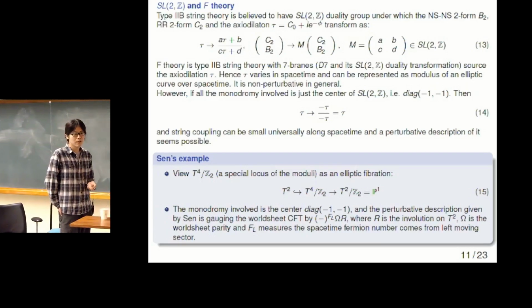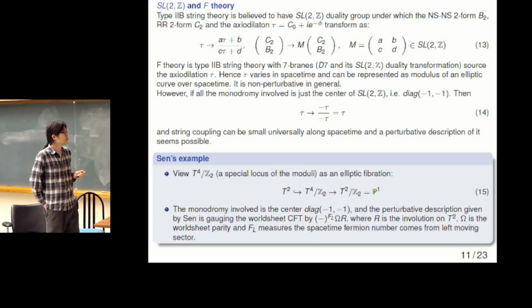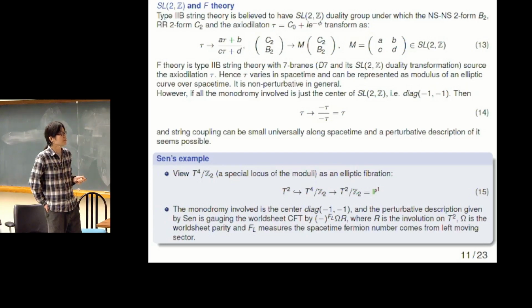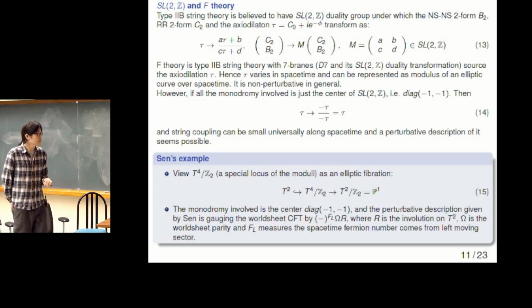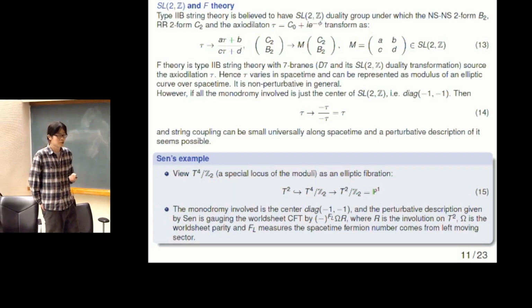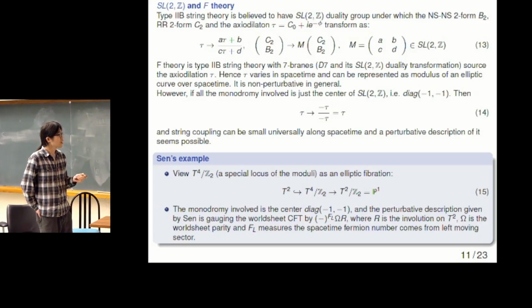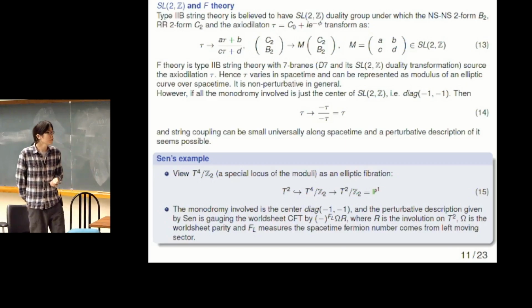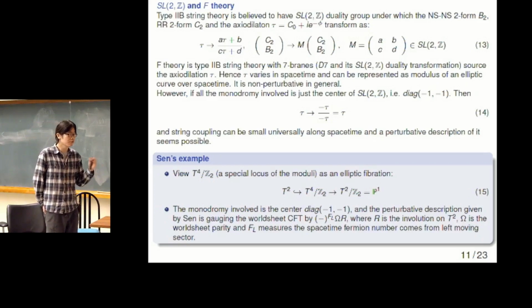And this is indeed the case, and I think the first example was provided by Sen. First, we go to a specific point of this IPhT moduli space, and we see that it admits an elliptic fibration, which is T2 fibered over T2 mod Z2, which is P1. And then the monodromy involved will be just a central element of this SL2Z duality, and the perturbative description of it will be just orbifolding the type 2B worldsheet by the following orbifold action. I is referring to the involution on T2. Omega is the worldsheet parity transformation, and FL here corresponds to the space-time fermion number coming from the left-moving sector.